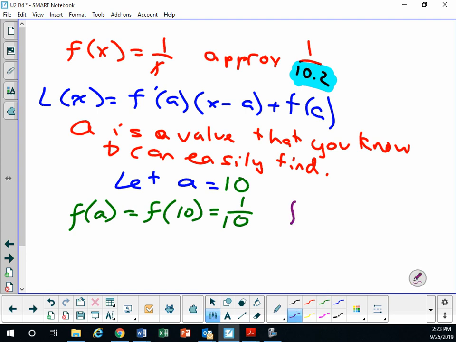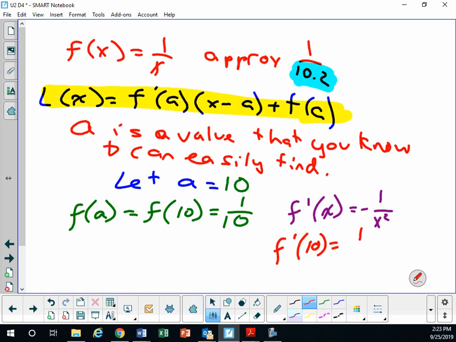I need f prime of x because I am filling out this right here. This is what I need to fill out. So I've got f of a. I know what a is, and now I need to find f prime of a. Before you find f prime of a, you have to find f prime of x. f prime of x is going to be negative 1 over x squared. Therefore, f prime of 10 is going to be negative 1 over 10 squared, or negative 1 over 100.